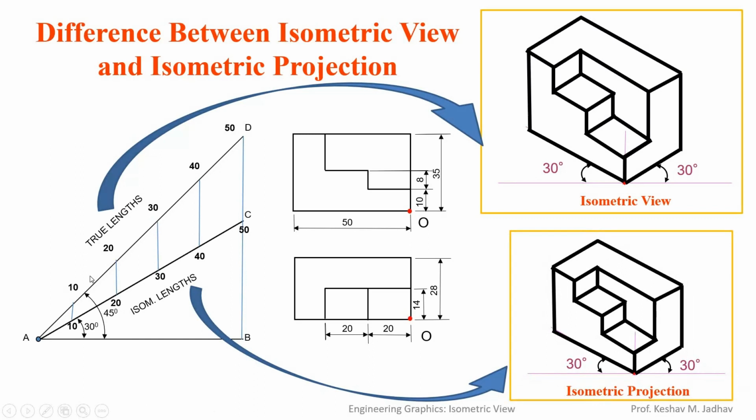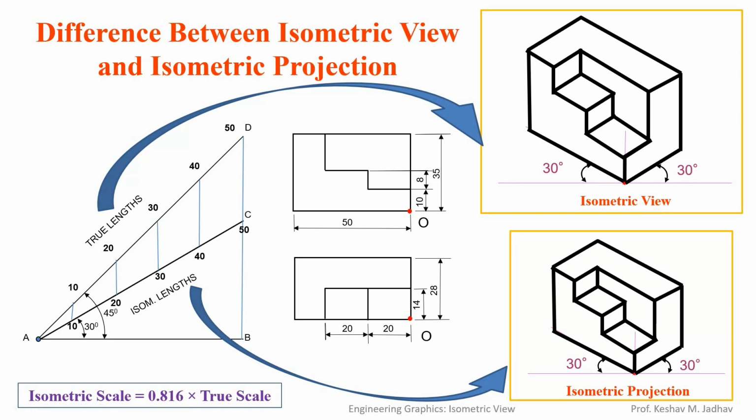So instead of using these true lengths, we can use lengths on this line AC, or we can multiply the true lengths by factor 0.816, so that we will get isometric lengths. So by using these reduced lengths, if you draw an isometric drawing, then it is called isometric projection, whereas if we use true lengths to draw the isometric drawing, then it is called isometric view. In this video we will consider true lengths, meaning we will be drawing isometric view from given orthographic views.